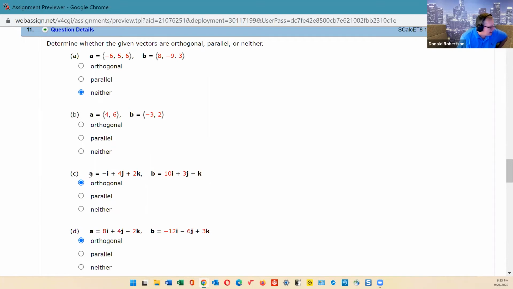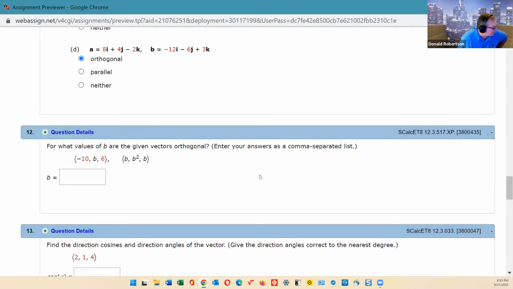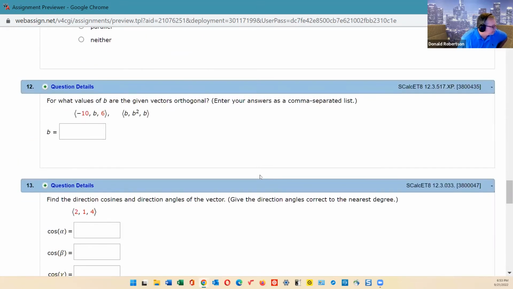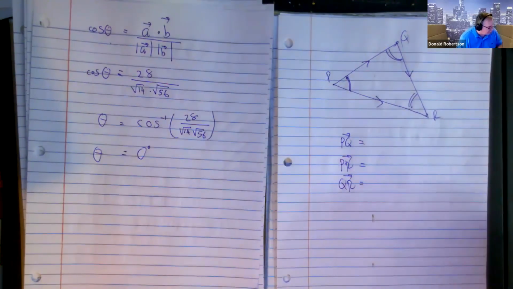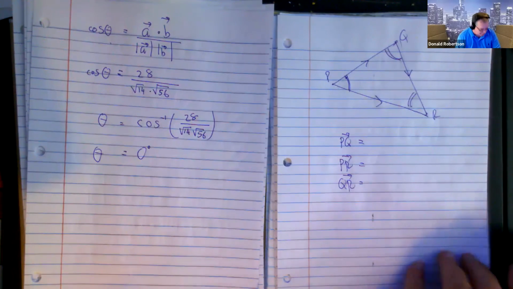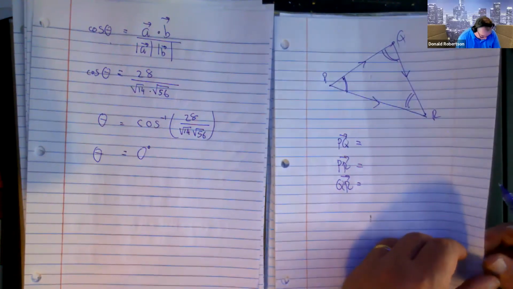Right. If you get the IJK ones, my advice is turn them into these and do the question. But if you're comfortable with IJKs, I don't mind. Do it that way. This is question 12. Let me zoom out of here. This is going to be the last question with dot products, not the last question for today. Still have some things to go over, but for dot products it is.